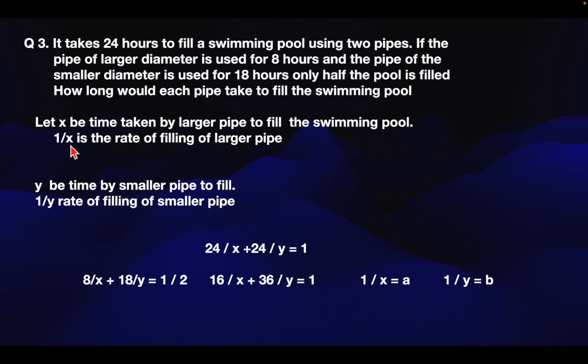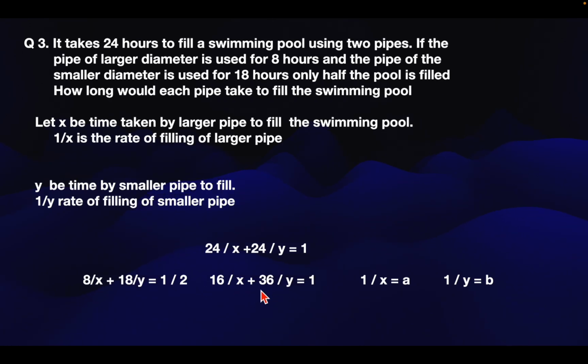Here we can see that 1 upon x is the rate of filling of the larger pipe and 1 upon y is the rate of filling of the smaller pipe. Here 24 hours it takes to fill the whole swimming pool. So 24 upon x plus 24 upon y is equal to 1. The next equation will be 8 upon x plus 18 upon y is equal to half the swimming pool only, so 1 upon 2. So this is the next equation.